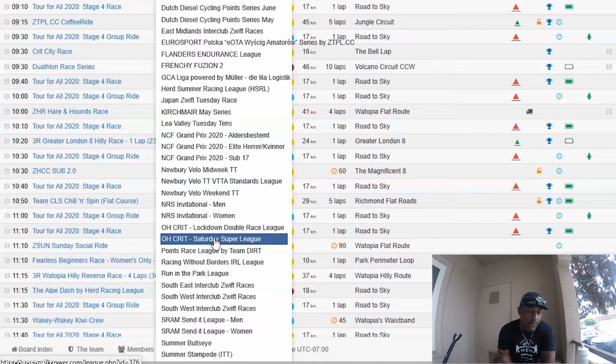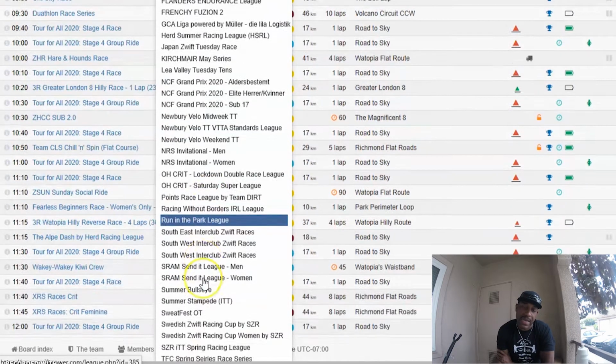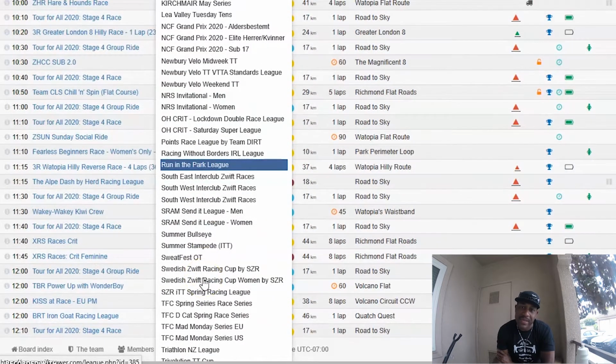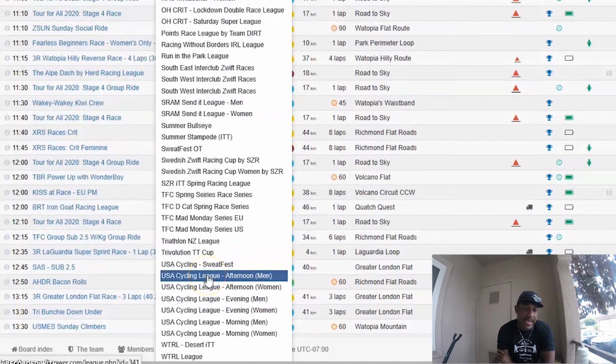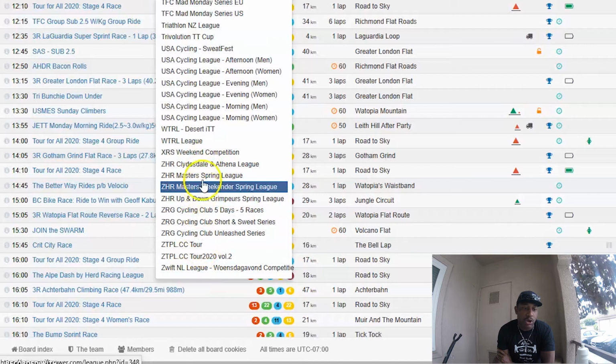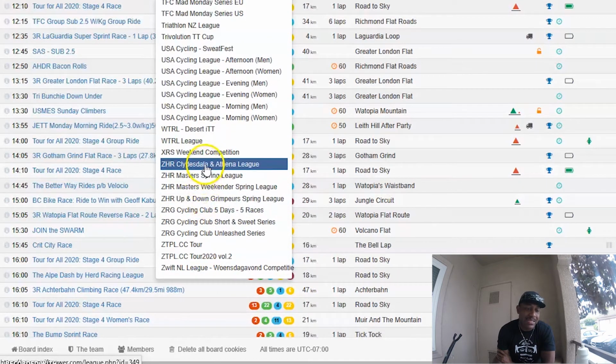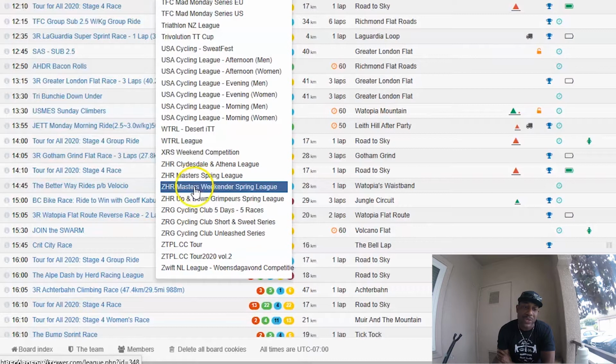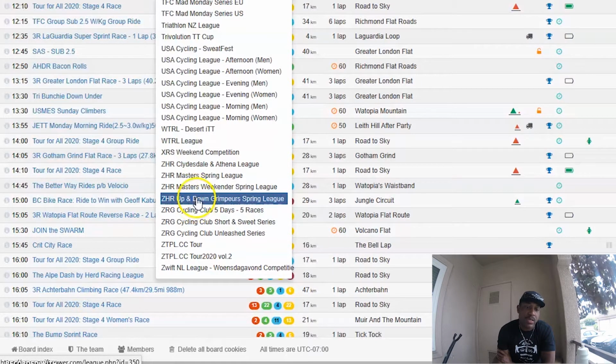But moving down even further, the one that I really have taken a liking to is the Zwift Handicap Racing, and that is the ZHR. What you see right here is ZHR, these 4 different categories. They have ZHR Clydesdale and Athena League, the ZHR Masters Spring League, the ZHR Masters Weekender Spring League, as well as the Up and Down Grimpier's Spring League.